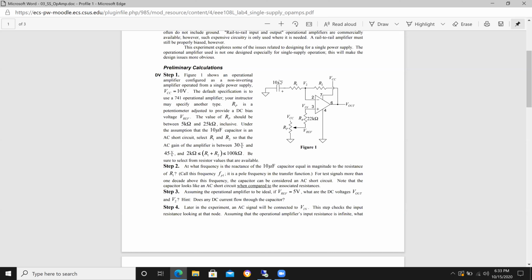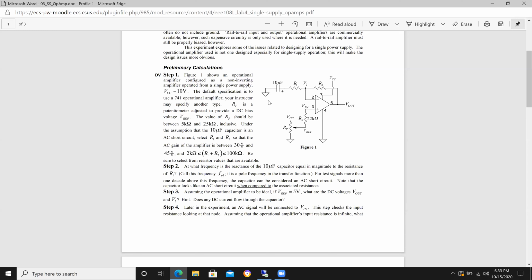Through these steps really quick here. So RP, we're talking about step 1 here, is a potentiometer. They want you to choose between 5K and 25K. I don't have my kit in front of me right now. I know there's potentiometers in there, so there should be one in this range. Go ahead and pick that.